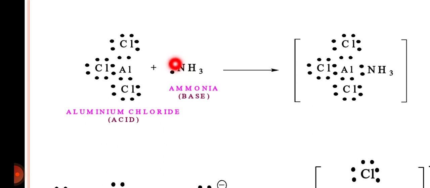Ammonia with a pair of electrons will act here as a base. This unshared pair of electrons can be donated or shared with the aluminium of aluminium chloride. So AlCl3 will act as an electron pair acceptor and hence an acid. Ammonia with a pair of electrons is a base. So here both combine to form this adduct.